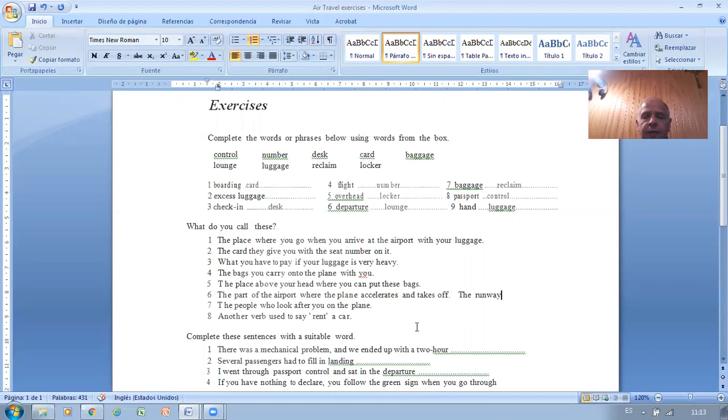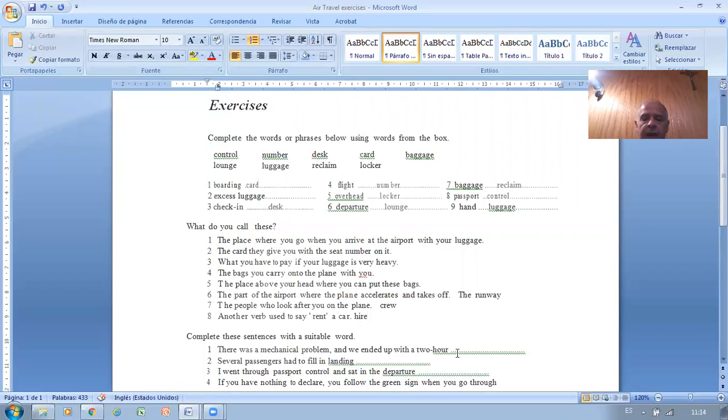The people who look after you on the plane are the plane crew. What is the crew? The hostesses, and also the pilot. That is the crew: the pilot, the hostess, and people that work on the plane when you're flying. And another verb used to say rent a car is you hire a car. You can use both of them, hire or rent.